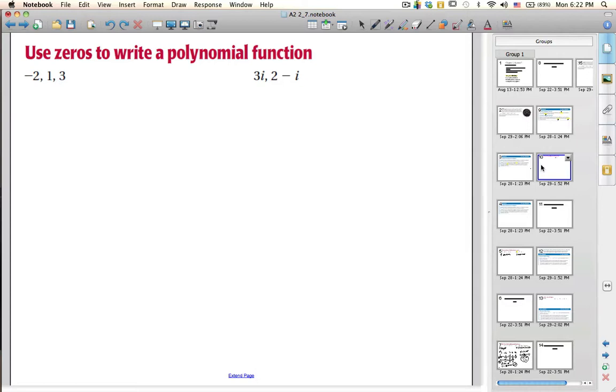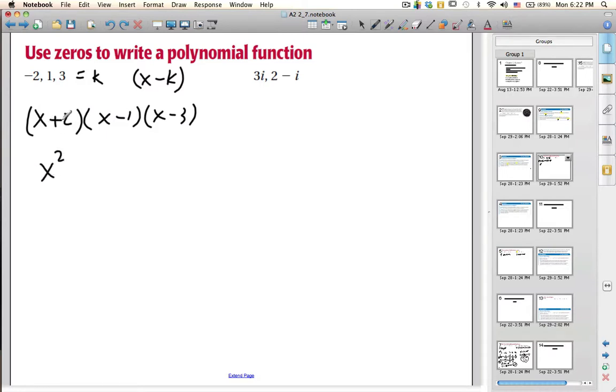So I have a function that has solutions of -2, 1, and 3. I know that if I have these k values that are zeros, then x minus k is a factor. So I'm going to have x minus -2, that's x plus 2, and x minus 1 is a factor, and x minus 3 is a factor. If I want to write this polynomial function, I just need to multiply these all together. When I multiply these two together, I'll get x squared, plus 2x minus 1x, that's plus x, and minus 2. And I'm going to multiply that times x minus 3.